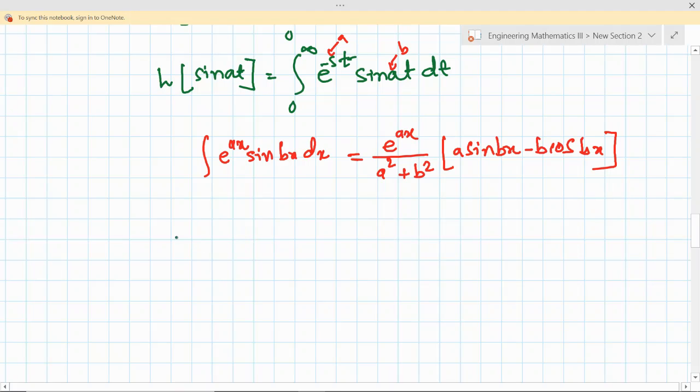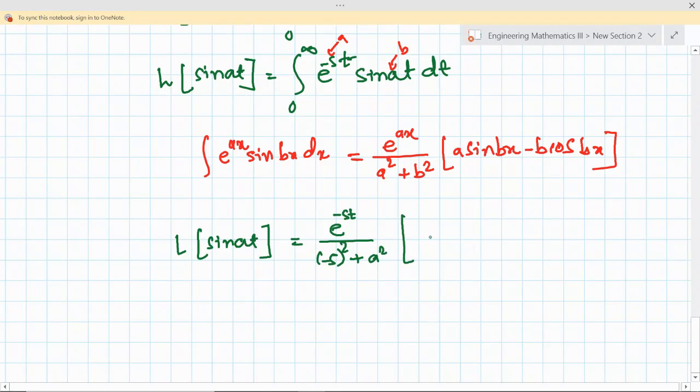the Laplace of sine at is nothing but what? This is equal to e raised to minus st divided by minus s square plus a square in bracket, minus s into sine of at minus a into cos of at, and it runs from 0 to infinity. Now apply the limits.